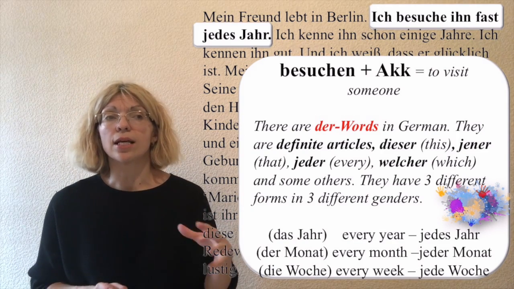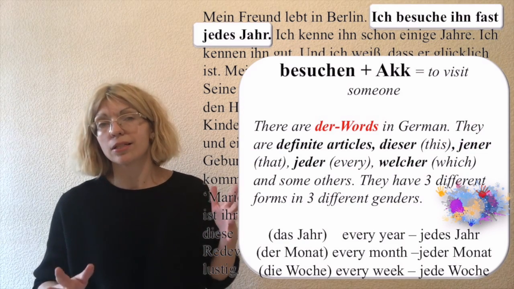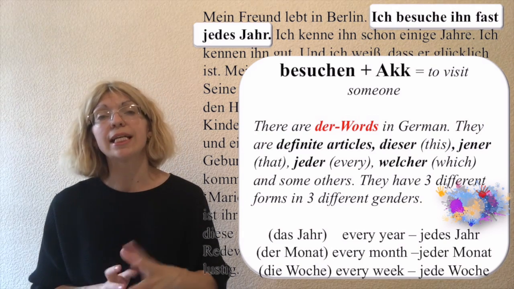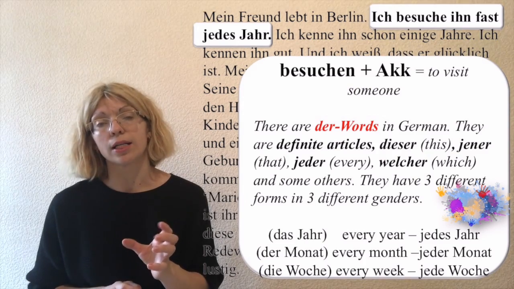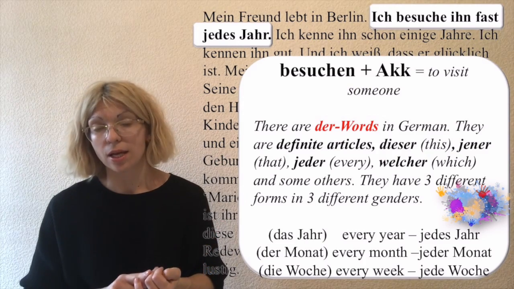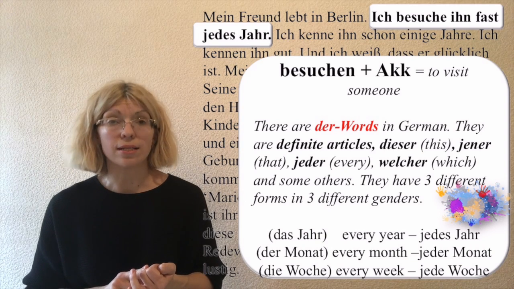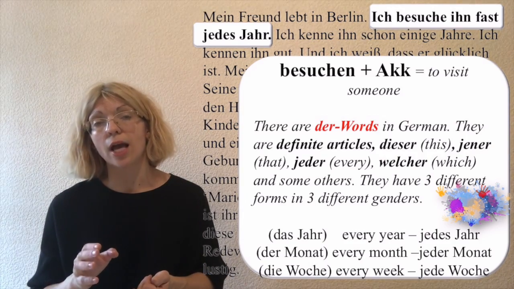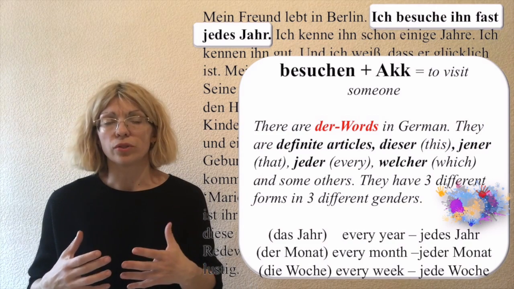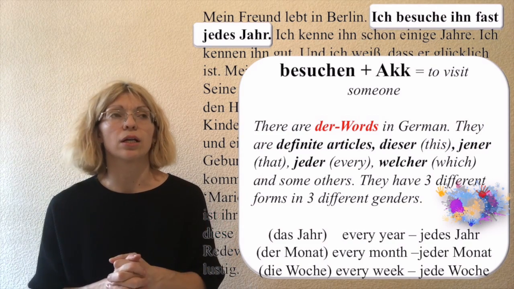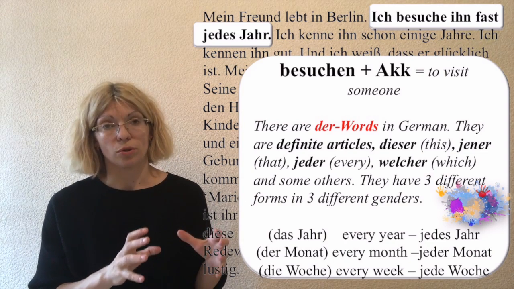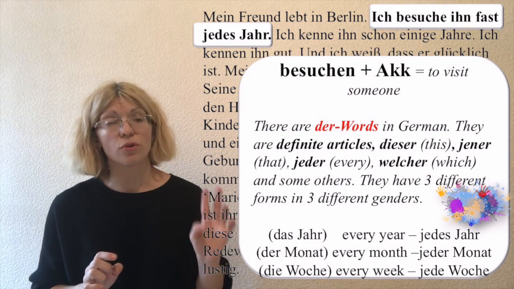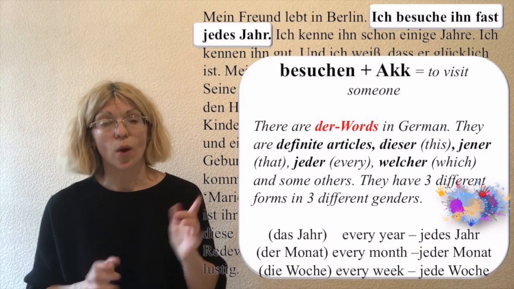And why did I say jedes Jahr, not jede, jeder, and so forth? Well, in German there are so-called der words. They are the definite articles der, die, das, and such words as dieser, this, jener, that, jeder, every, welcher, which, and some other words. What's so different about those words? The most important thing is that words like dieser, jener, jeder, welcher have three different forms for the three different genders.